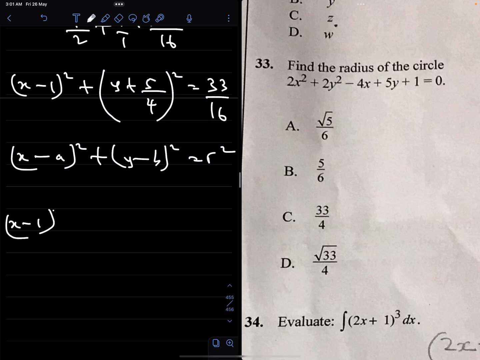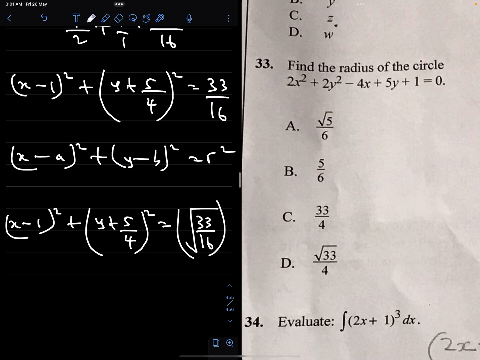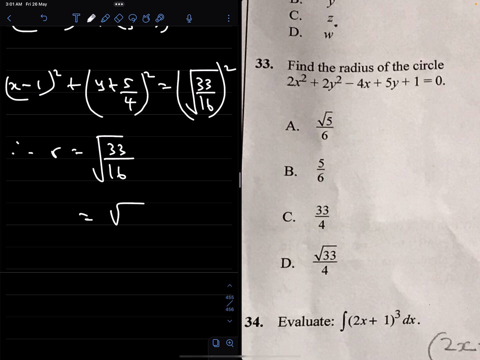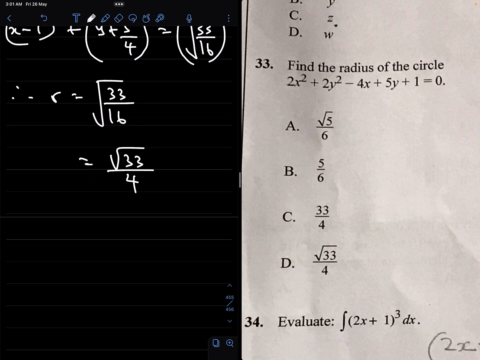(X minus 1) squared plus (y plus 5 over 4) squared equals, now I want to write 33 over 16 as a square, and that's the same as the square root of the square root of 33 over 16. So now that simply means the radius of the circle is root 33 over 16, and that is same as root 33 over 4. And the correct option is D. That's it. Very, very simply.